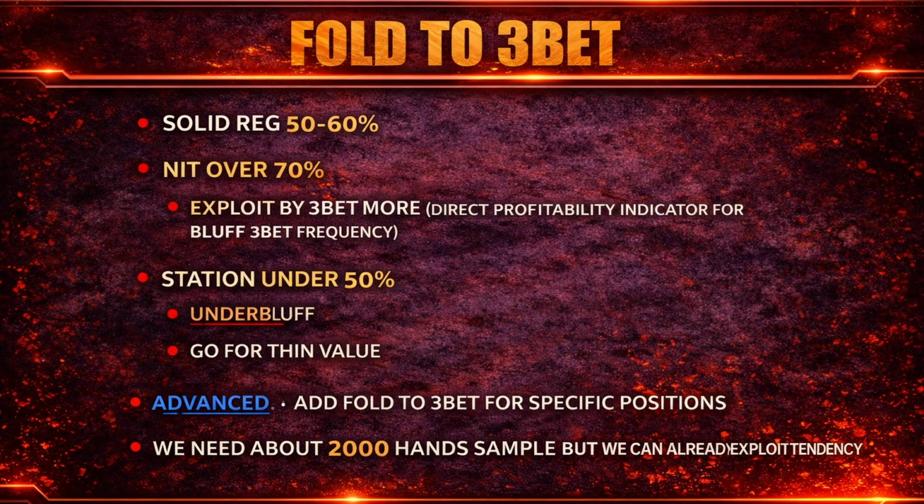Solid regs fold around 50 to 60% to 3-bet. If a player folds more than 70%, he is likely a nit. We exploit by 3-betting more and especially by adding bluffs to our 3-betting range. A player that folds under 50% to 3-bets is a station, and we exploit by underbluffing and by going thinner for value. If you are more advanced, you can add fold to 3-bet for specific positions to your heads-up display, optimally by a pop-up. We need about 2000 hand sample so that we can rely on the stat.